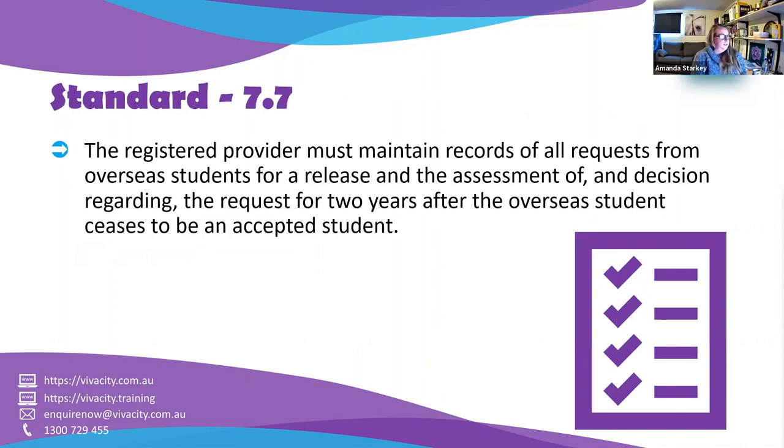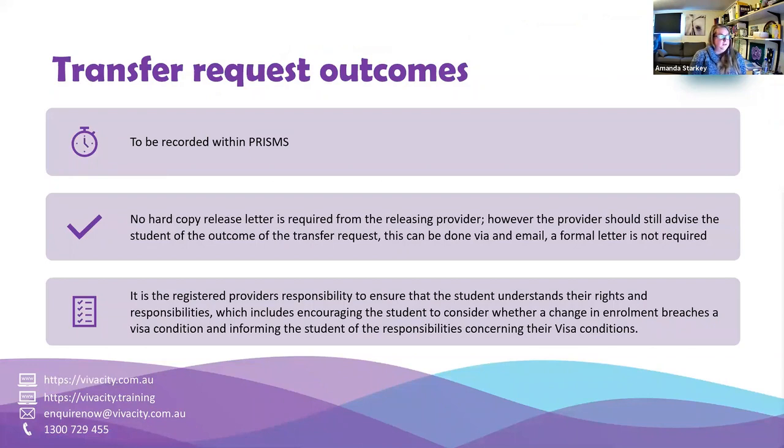Standard 7.7. The registered provider must maintain records of all requests from overseas students for a release and the assessment of and decision regarding the request for 2 years after the student ceases to be an accepted student. So these are to be recorded within PRISMS. No hard copy release letter is required from the releasing provider. However, the provider should still advise the student of the outcome of the transfer request. This can be done via an email. A formal letter is not required.